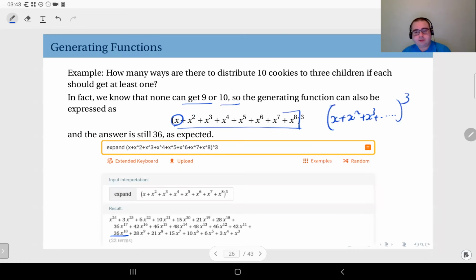Why would I do that? I know that most of the terms here are going to be irrelevant because I just need the term x to the power 10. However, if I write this in this way, then it becomes easier to represent this as a compact function, which is easier to manipulate, like in 1 over 1 minus x, similar to 1 over 1 minus x to the power 3. And we will see examples of this.